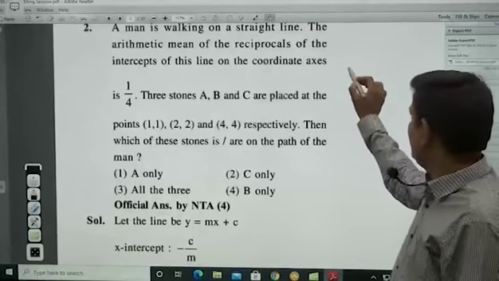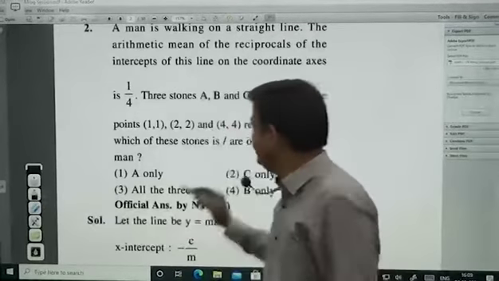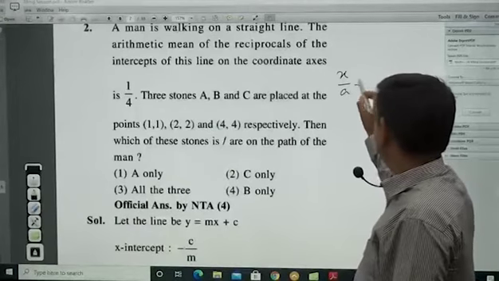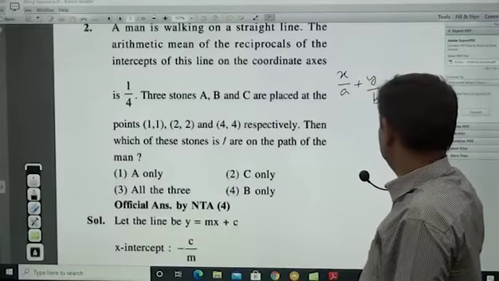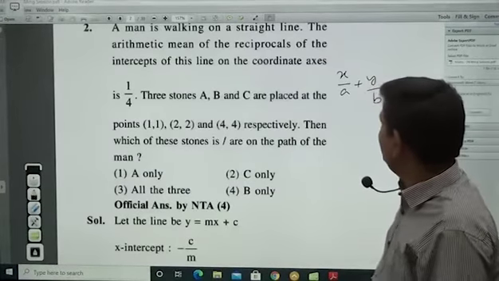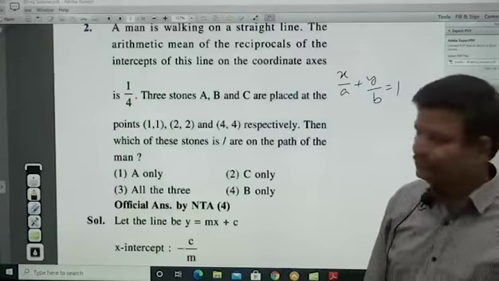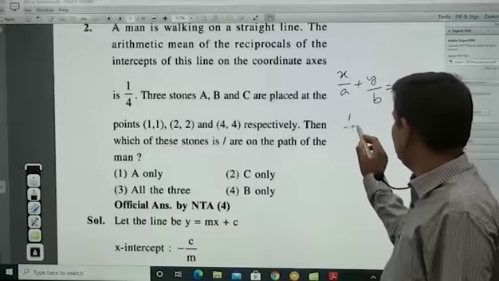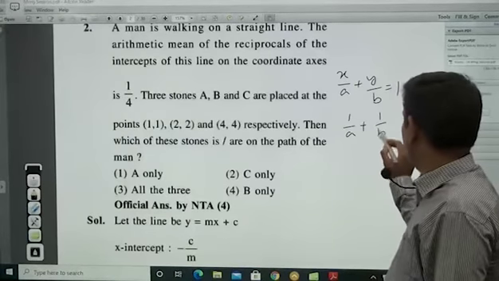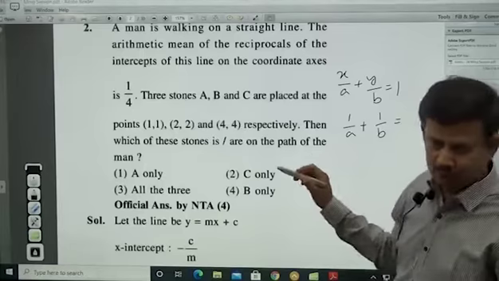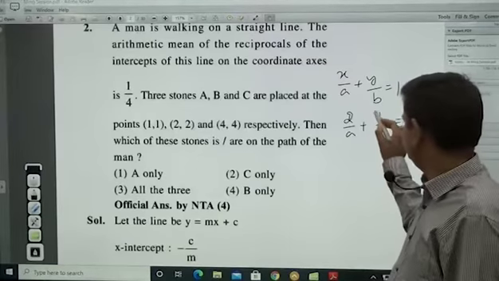So let the line be x by a plus y by b equal to 1. What is given? Arithmetic mean of the reciprocal of intercepts. So that is (1 by a plus 1 by b) by 2 is 1 by 4. So 1 by a plus 1 by b is how much? 1 by 2. Or 2 if I multiply.